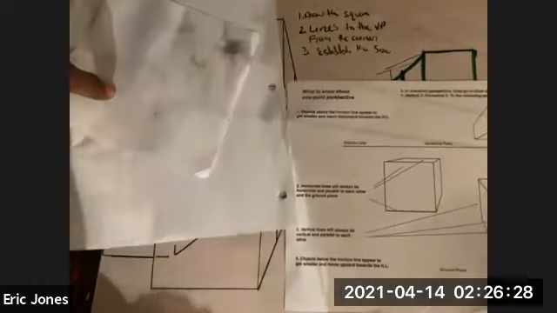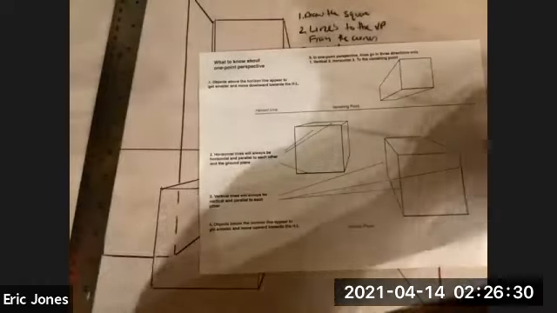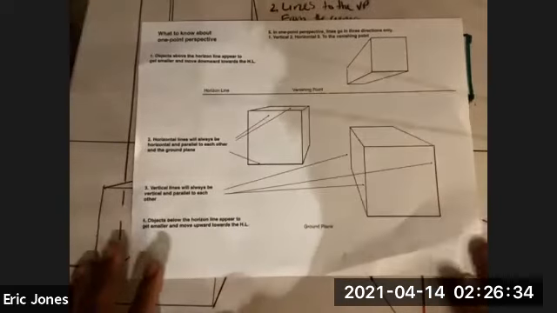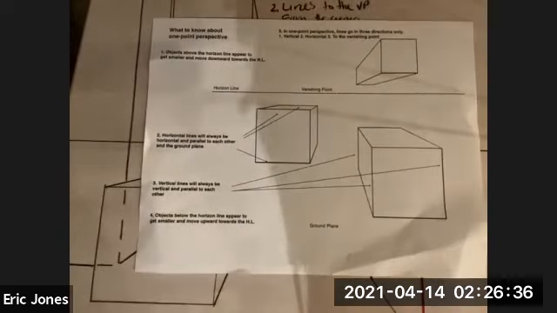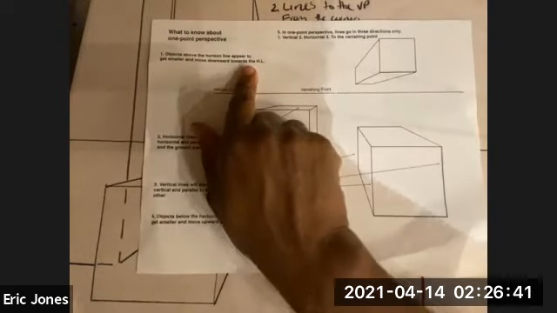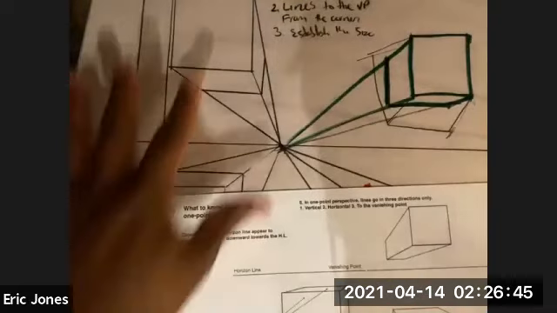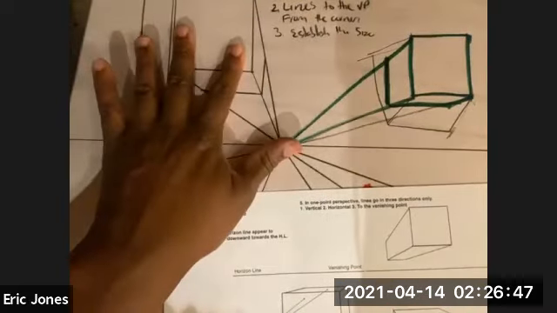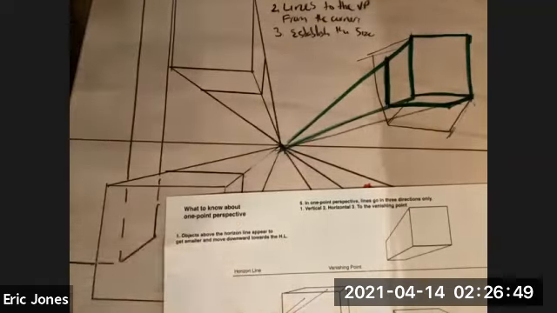And so here are certain things you just have to know. It says objects above the horizon line appear to get smaller and move downward. So we look at the boxes above.